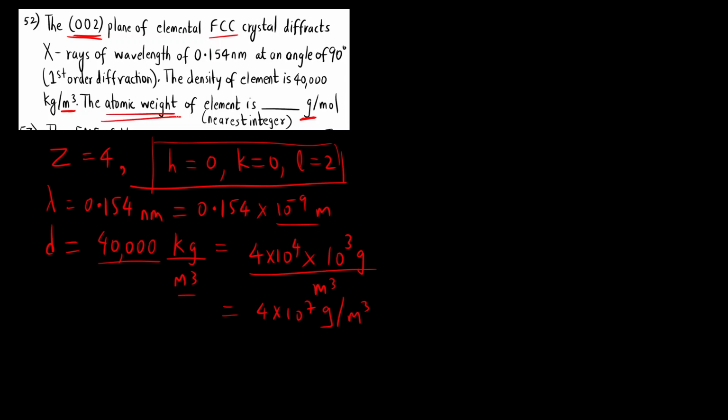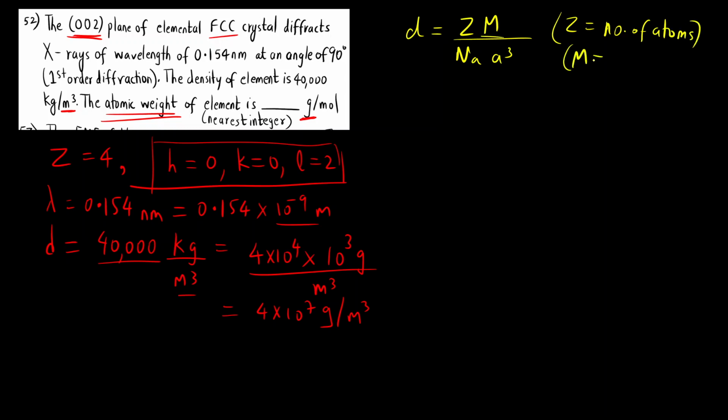Okay, what we want is atomic weight. Now we can write down the formula. What is the formula for density? It is Z into M divided by Na into A cube. Z is the number of atoms in a unit cell. We have already written, that is 4 for an FCC. M is the molecular weight or atomic weight that we have to find out. Next, Na is Avogadro number, 6.022 into 10 raised to 23 mole inverse. A cube is the volume. A is the edge length.